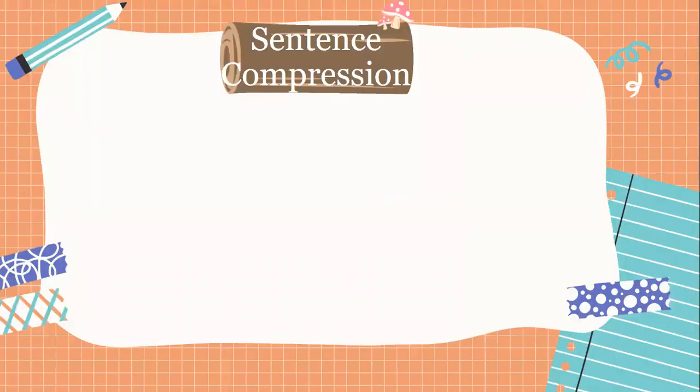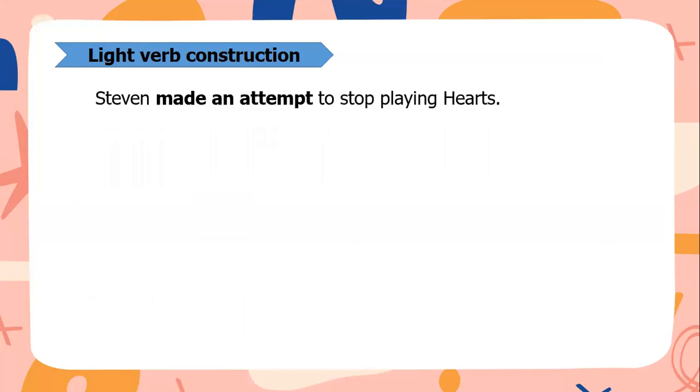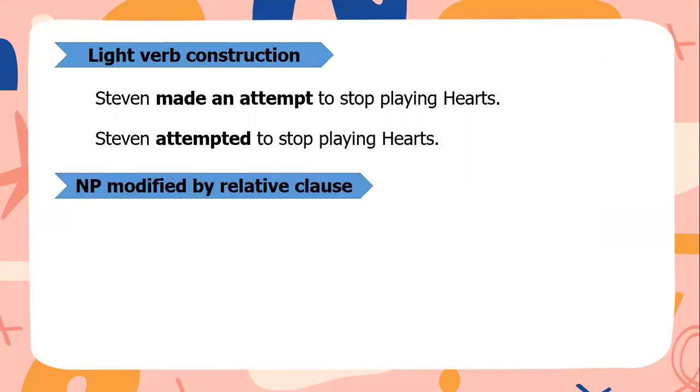Last is the sentence compression. Sentence compression produces a shorter sentence by removing redundant information, preserving the grammaticality and the important content of the original sentence. So we have the light verb construction. Steven made an attempt to stop playing hearts. So let's compress it. Steven attempted to stop playing hearts.